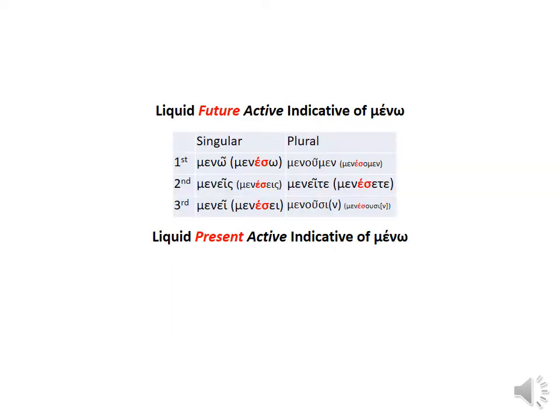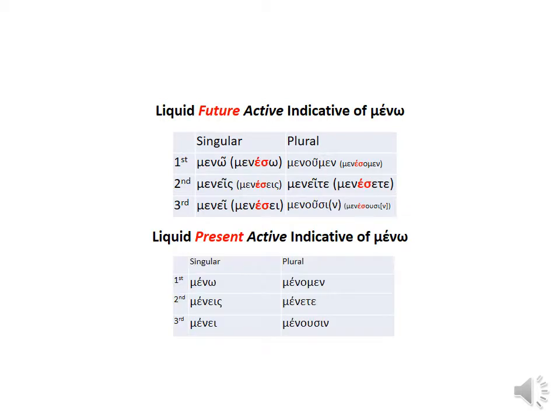Another frustrating similarity: the liquid future active indicative of meno, which we've been looking at, but now compare the liquid present active indicative of meno. Identical? Almost. What's the difference? Only the accent. You'll get the circumflex accents in the liquid future because contraction has occurred after the loss of your intervocalic sigma, whereas no contraction occurs in the liquid present, and therefore you get the acute accents. So accent, once again, does make a difference sometimes.